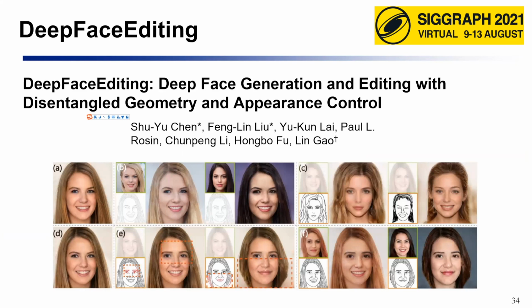In this research work, we aim to develop a method to edit and generate realistic images with disentangled geometry and appearance. The disentangled geometry is the sketches. We could use the sketch to control the geometry of the faces, and also use the appearance. We could change the faces with other texture.